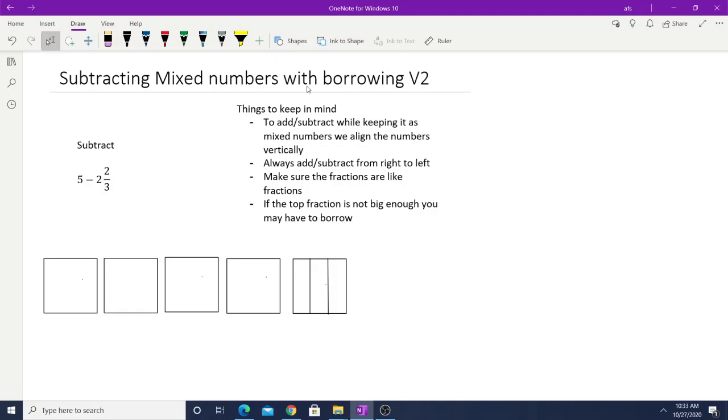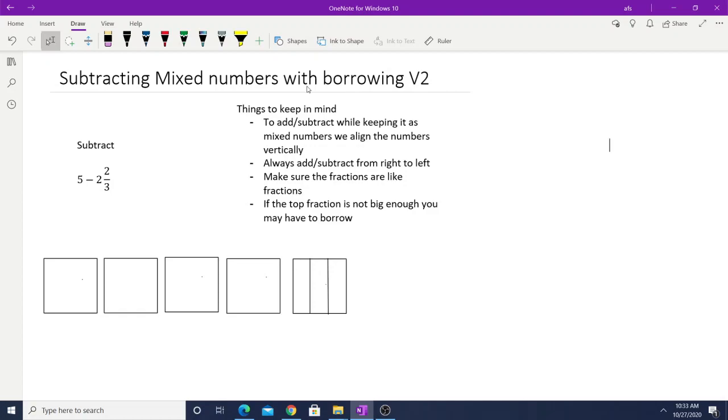Hello everyone. Today in this video we are going to be talking about subtracting mixed numbers. In the previous video we talked about adding mixed numbers, when we had a little bit more, where the answer came out more than a mixed number, and then we had to do some manipulation to simplify it. This is on the flip side. In this case, when we start subtracting, we may have to borrow.